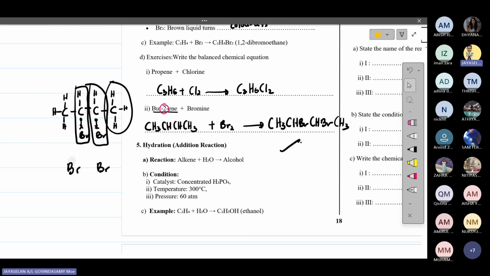Hey, hold on, I will try to finish until polymerization, then you can rest. So Friday I can finish up this whole chapter.